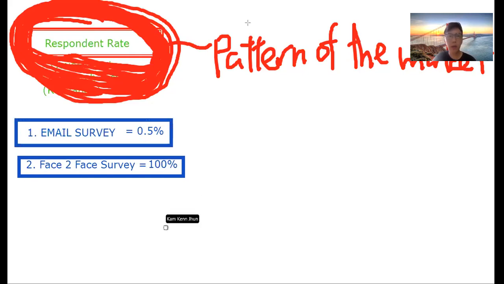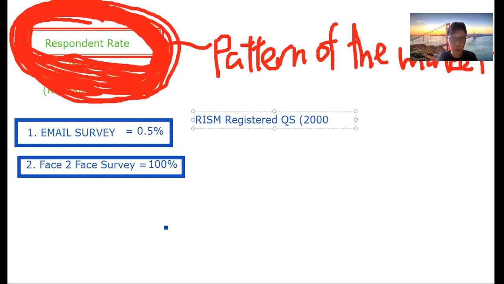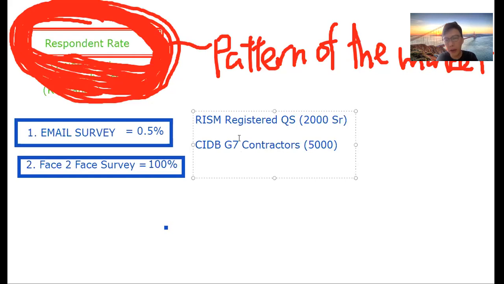You will do a survey to RISM registered QS. They have around 1,800, maybe 2,000 people. You will send to CIDB G7 contractors, for example. You have around 5,000 of them. What else are you doing? Anyone can give your respondent? Who are your respondents?